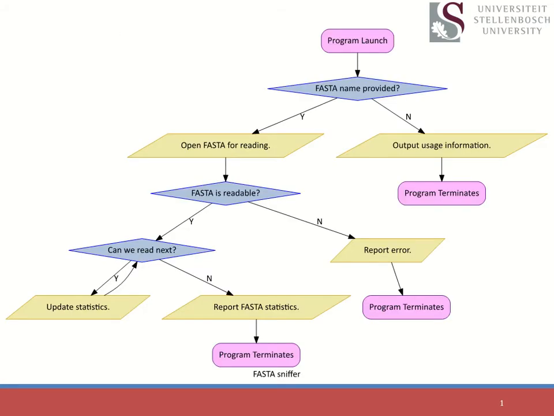So if we flip back to our top diagram, you can see that I've actually written a loop right in here. Can we read the next line? If so, update statistics. And then can you read the next line? If so, update statistics. This is an example of a loop, something where we repeatedly interpret lines of sequence until it's not possible to read another line of the file.